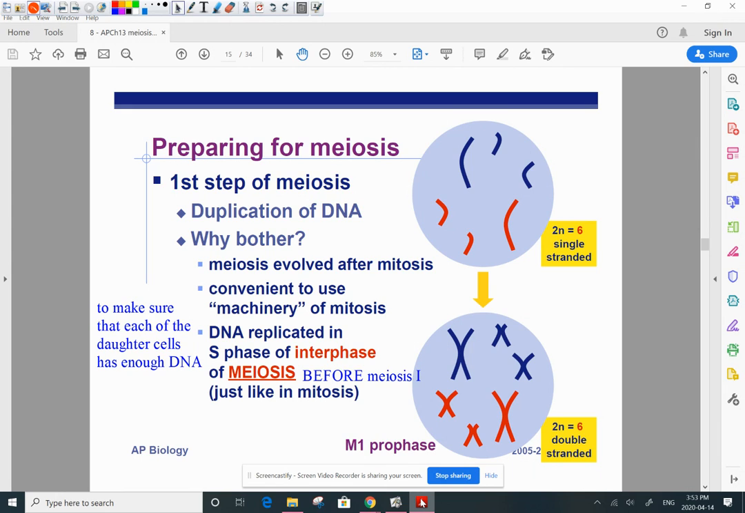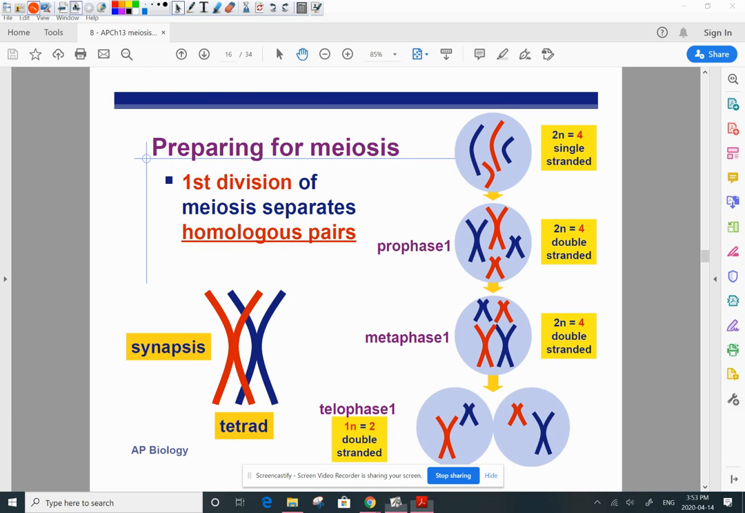So we talked about the importance of meiosis, and one of the things that we said in our last video was that the DNA has to make a copy of itself ahead of time before meiosis occurs, and this is happening in the interphase, the S phase, just before meiosis 1 occurs. And this is to ensure that each of the daughter cells is going to have enough DNA so that each of the daughter cells will be able to perform and function normally.